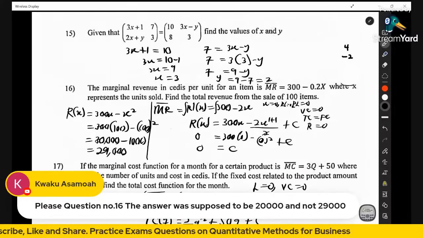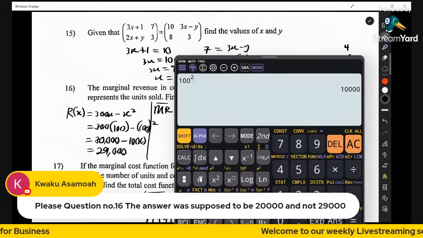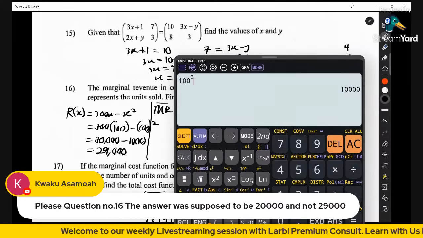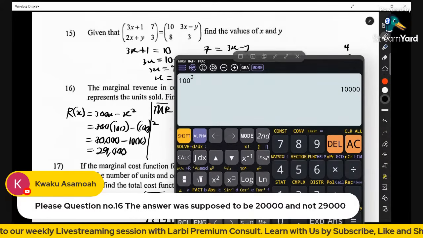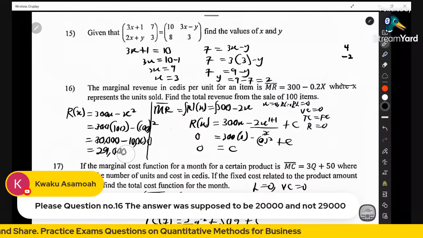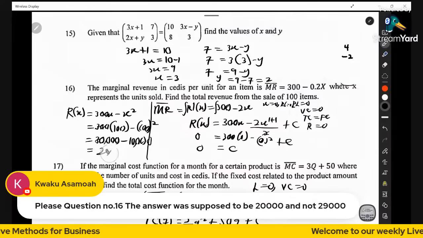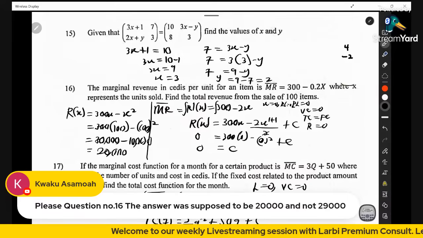Because when you square, let's see. The square of 100, you get 10,000. Okay, I think it's right. You get 10,000. That's fine. Thank you for that. So 10,000 from 30,000, you get 20,000. That's fine. Good. So thank you for the correction. I thought it was 1,000.